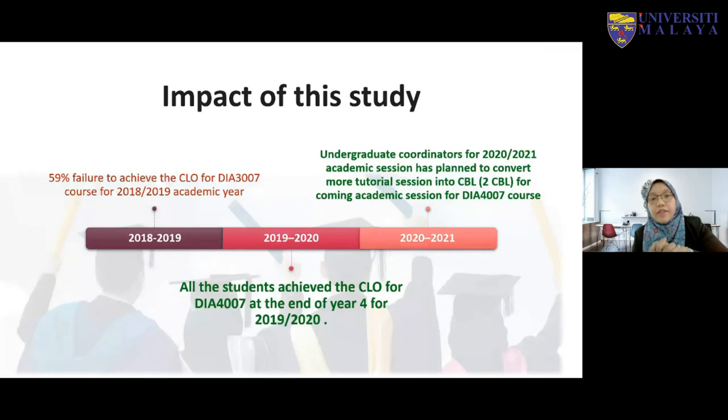So in terms of the impact from this study, we started off with 59 failures among the third year students last year. They were unable to achieve their course learning outcome. And after this study, at the end of their fourth year, the same batch of students, all of them passed their orthodontic module and achieved the course learning outcome for this year, which is really a relief for us.